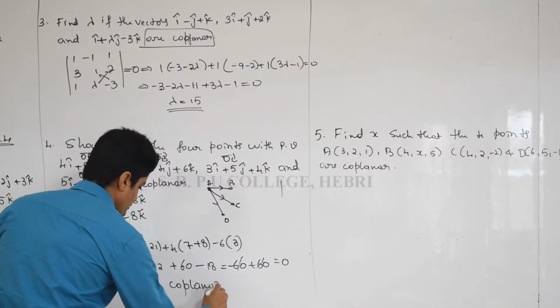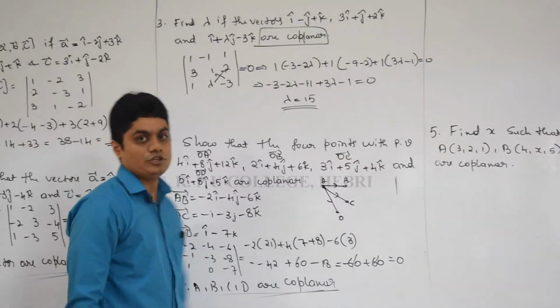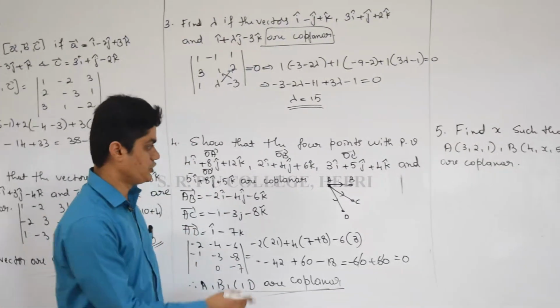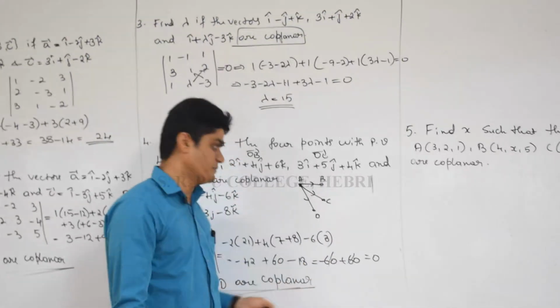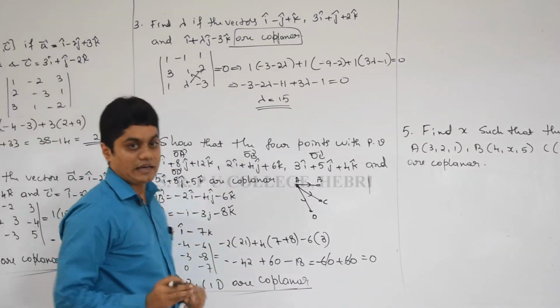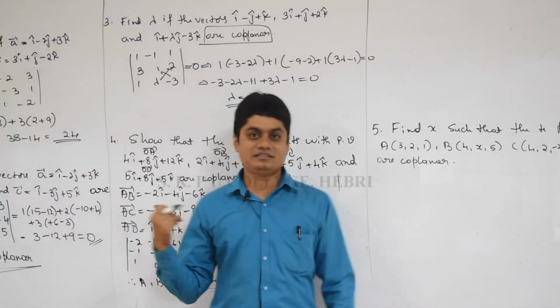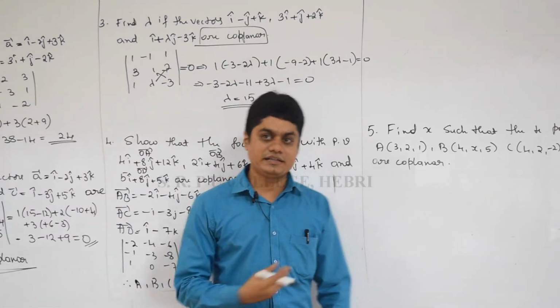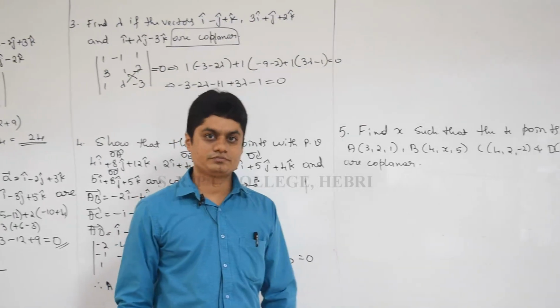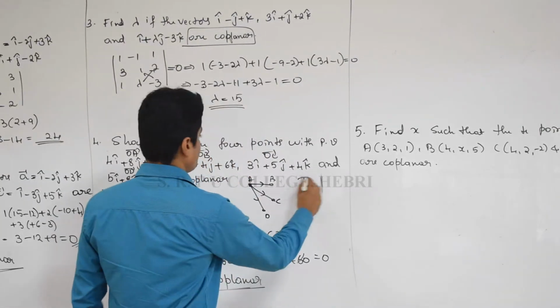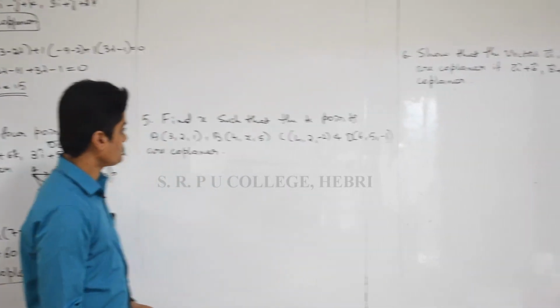Understood? So this is a very important question, please remember. To prove 4 points are coplanar, you have to prove any 3 vectors coplanar. You don't have to find it this other way here. This is easy actually. Always subtract second from first, third from first, fourth from first. So this is better. You can find any 3 vectors and prove that the determinant is equal to 0. Understood? But remember, this is an important question. Okay, so next question.